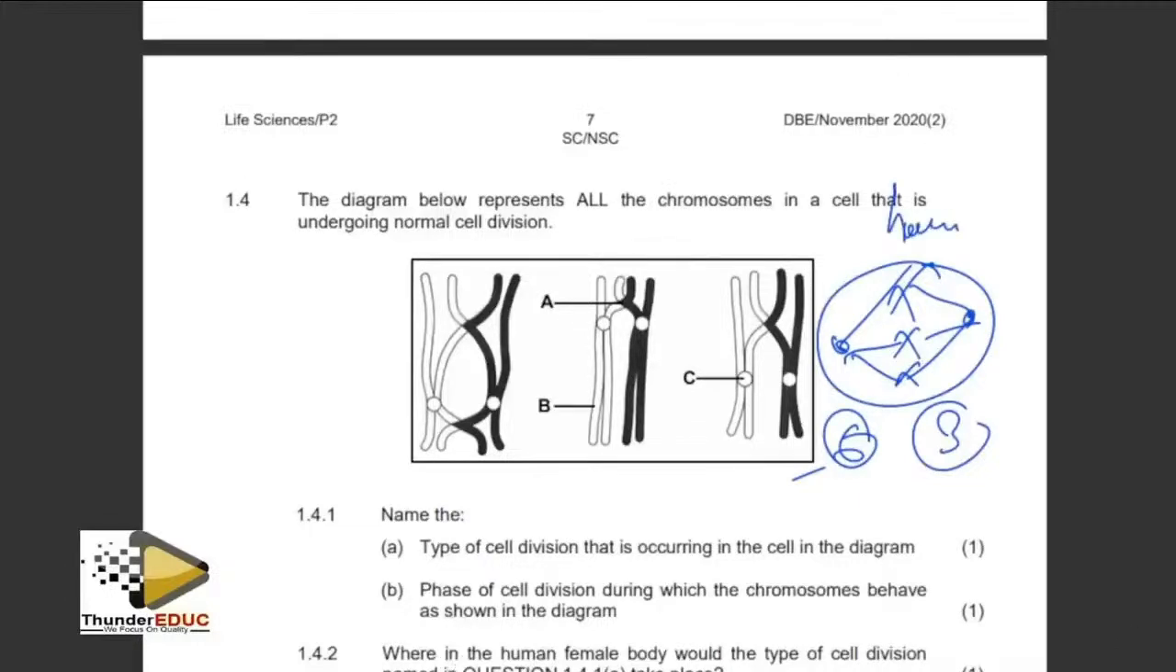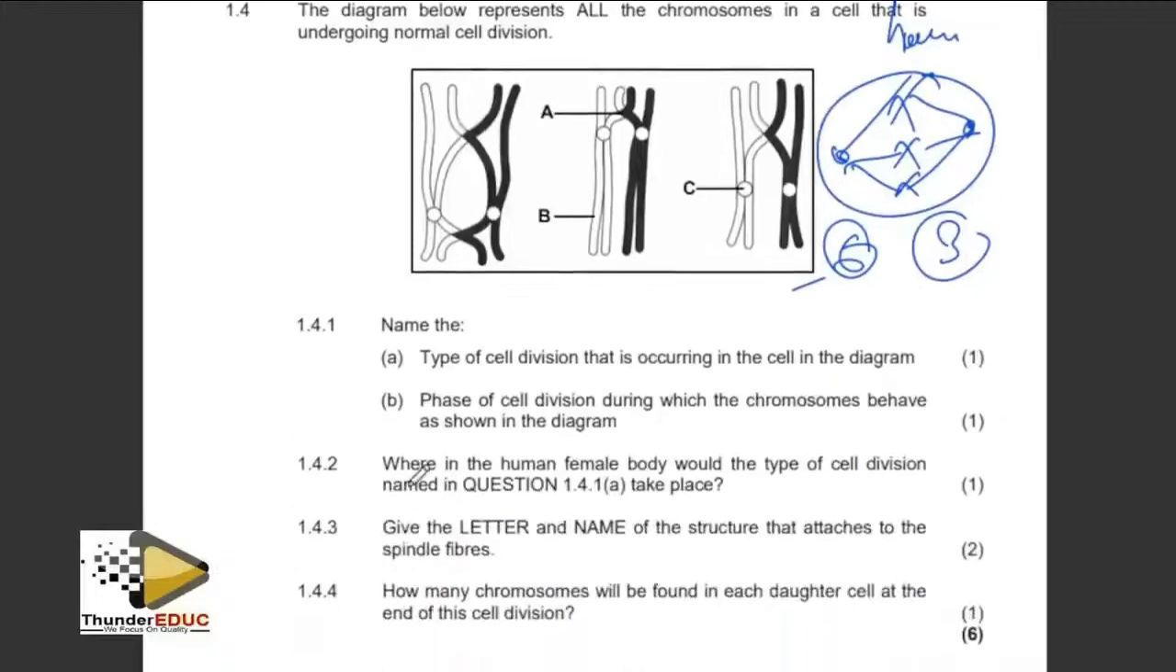You see now? Here is the question. Where in the human female body would this type of cell division take place? This is where does meiosis take place in female? I've answered this, and I say the ovary. Give the letter name of the structure that is attached to the spindle fiber, which is C, and in this case it is the centromere.